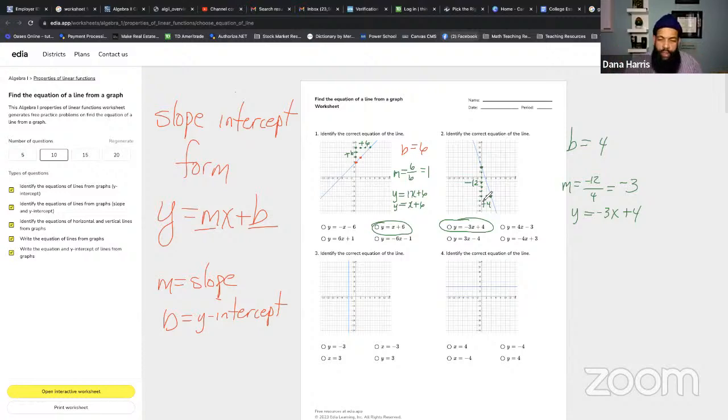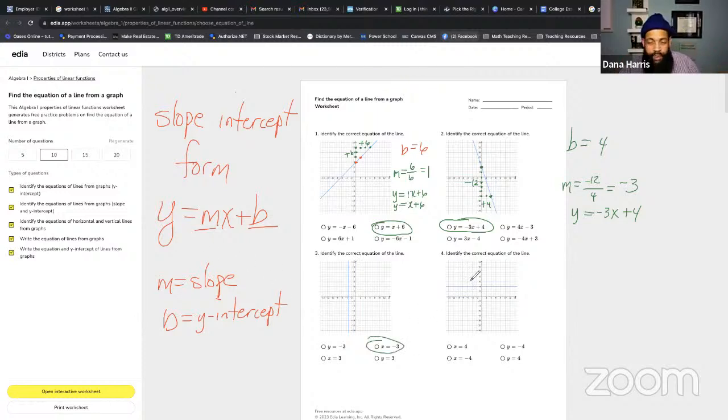Now, when you look at 3 and 4, notice that 3 is a vertical line, okay? Notice that the x is at -3, and no matter what ordered pair we choose on this line, x is at -3. So the equation is just x equals -3.